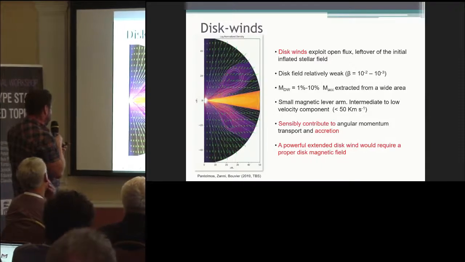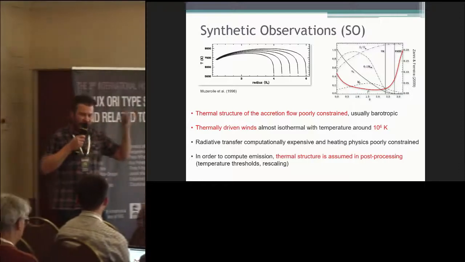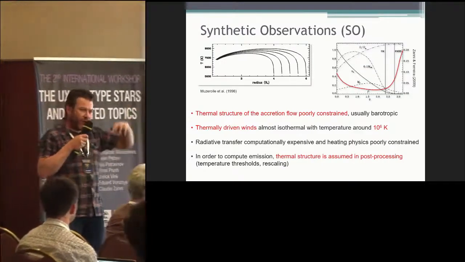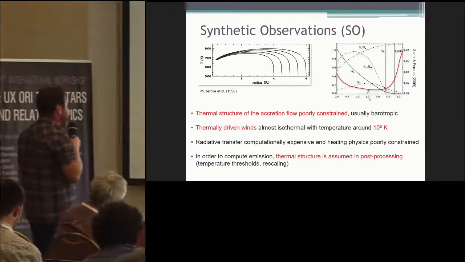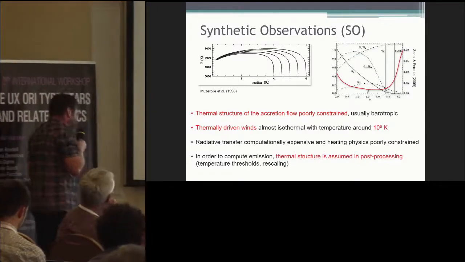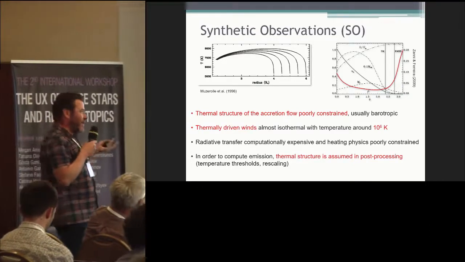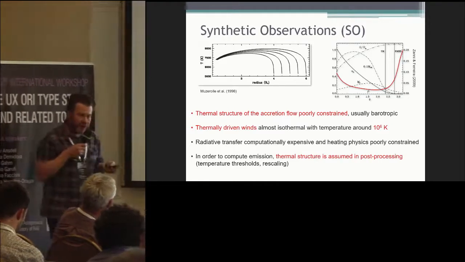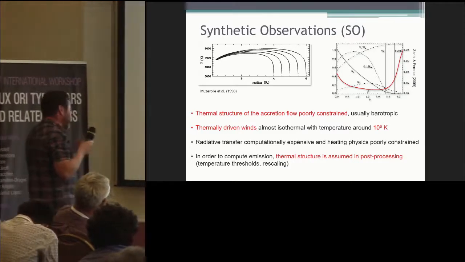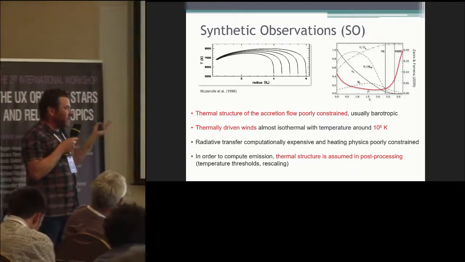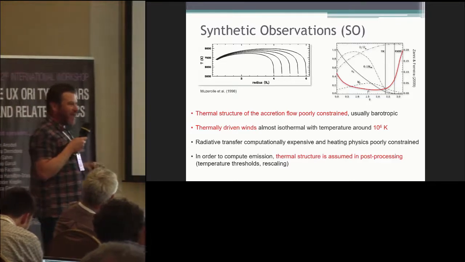And where am I? Okay, yeah, so I gave this general introduction about all these dynamical components that we find in these numerical models. As I was saying, what we really cannot constrain with these models is essentially the thermal structure of these solutions. Usually we use, for example, a barotropic equation of state. How bad is that? Actually, I don't know.